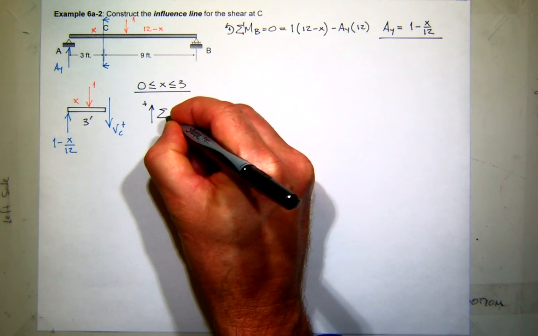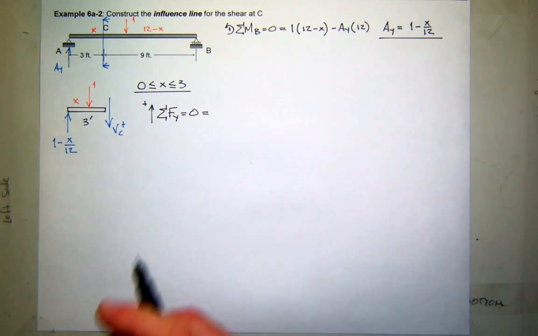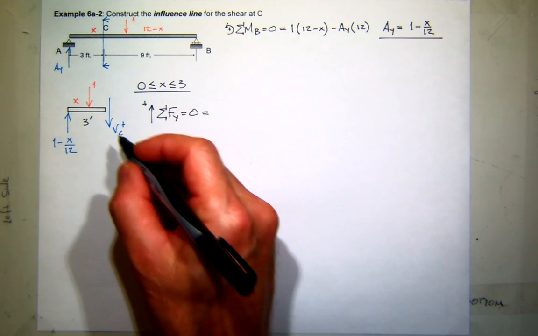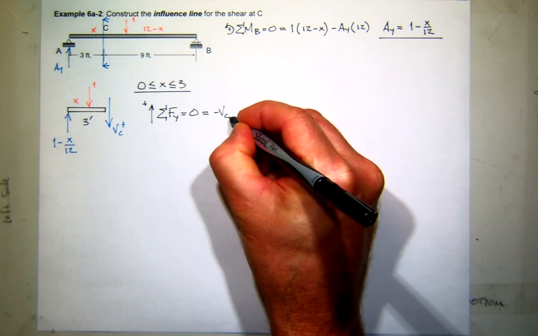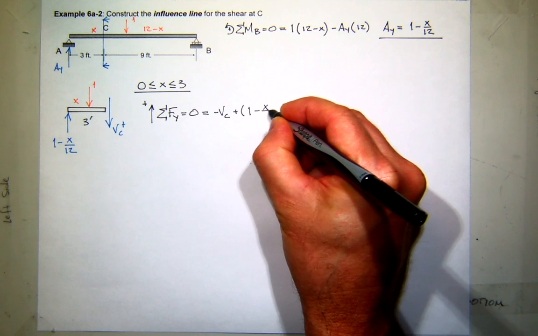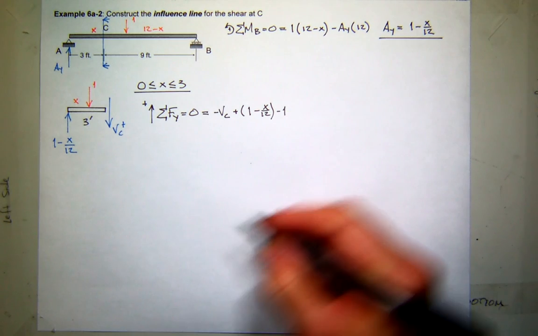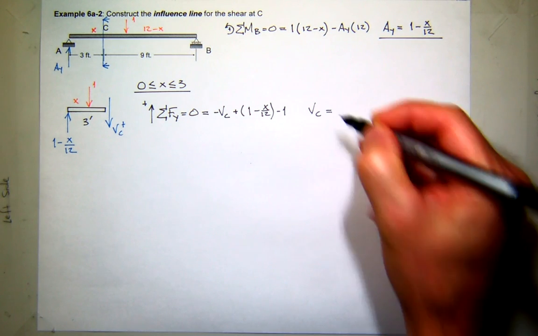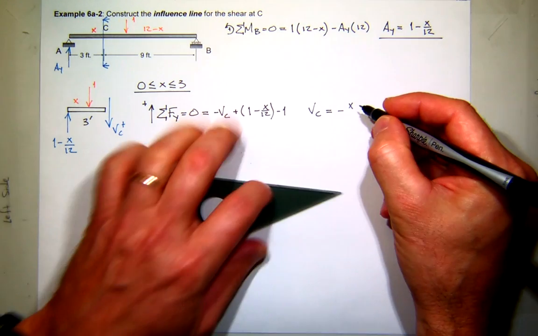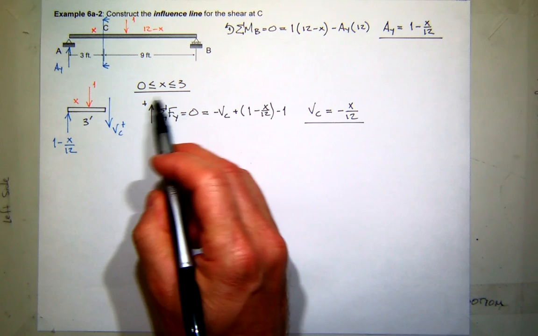So I'll sum forces in the y direction. I don't know what you would do, but I would sum forces in the y direction. So what are my forces in the y direction? Well, I've got my shear at C acting down. I've got this force acting up, so that'll be plus 1 minus x over 12. That's my reaction at A. And then I've got my unit load acting down. So what is the shear at C? Looks like the 1's cancel, right? And I get minus x over 12. But that's only good for the first 3 feet.